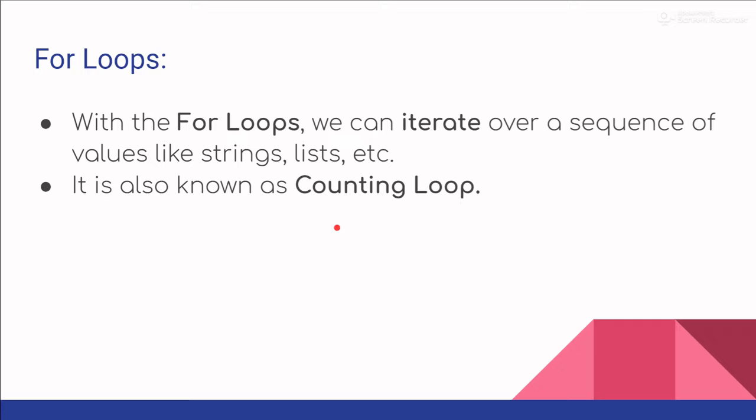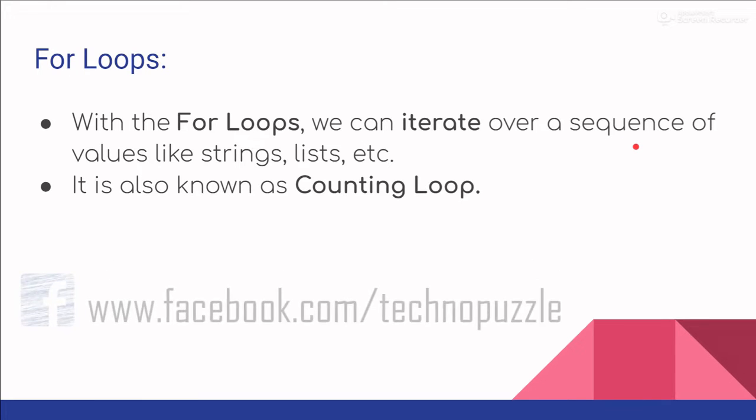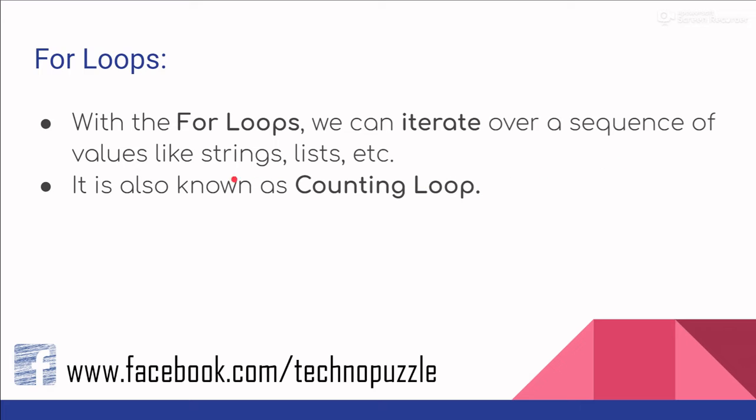So first of all, let's see what for loops are. With the help of for loops, we can iterate over a sequence of values like strings, lists, etc. Now, if you don't understand sequence right now, you will understand it in future sessions, like sessions on strings, tuples, etc. So don't worry about it. For now, just understand we can use for loops to loop over or iterate over a group of things, like a group of characters, a sequence of characters.